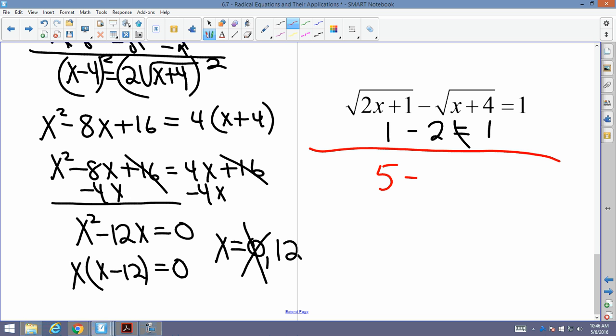Minus. What's 12 plus 4? And square root of 16? What's 5 minus 4? 1. And that works.